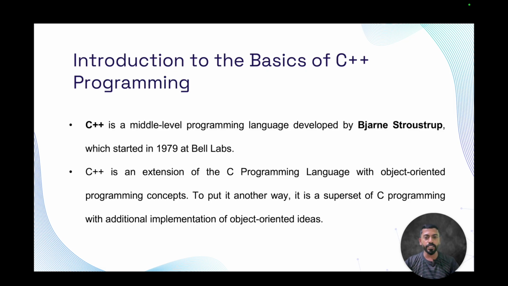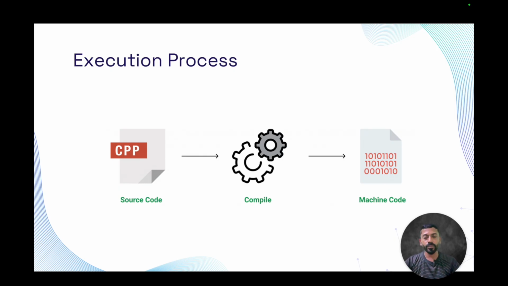C++ is the extension of C programming. So it has all the features of C programming. Additionally, it has object-oriented programming concepts. Execution process: the source code has to be compiled. Once the code has compiled successfully, it will generate the machine code. The machine code is platform dependent code.